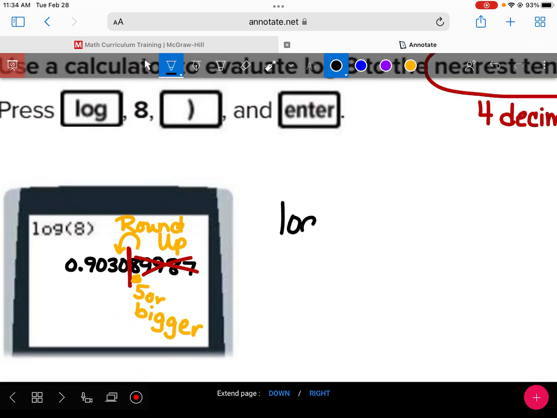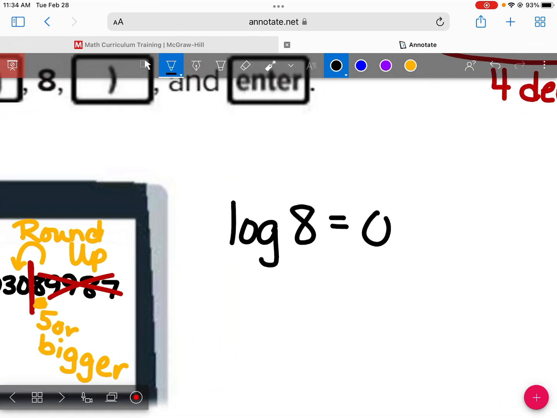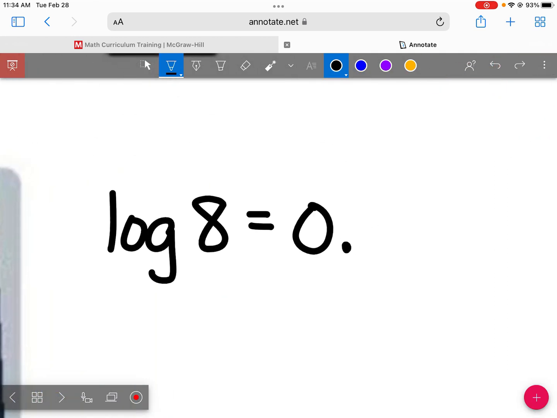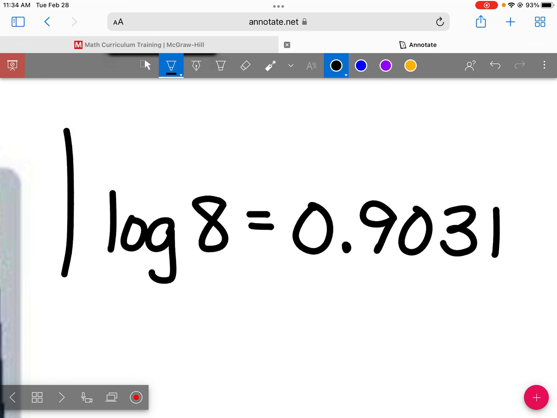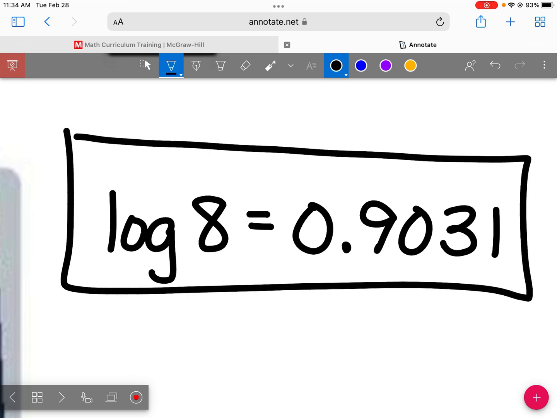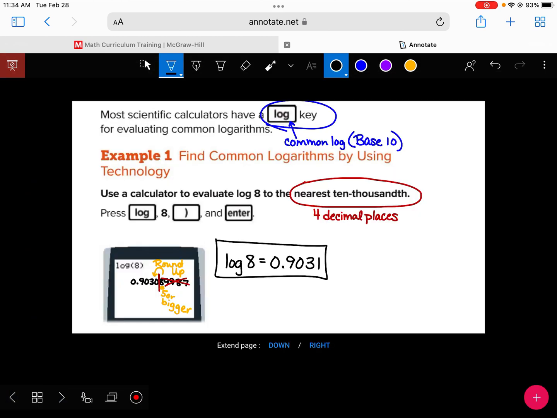So log of 8 is about 0.9031. Log base 10 is nice and easy just because we can pop it in our calculators.